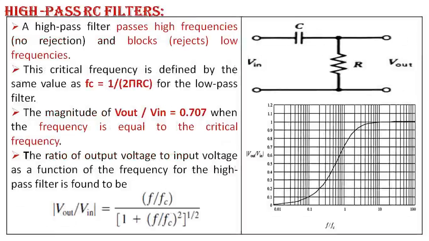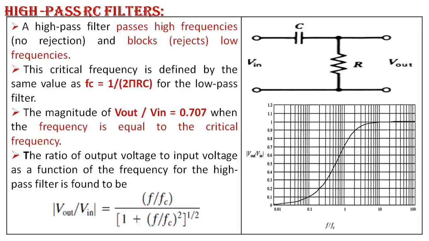Next is the high pass filter. The high pass filter passes high frequencies and blocks, rejects, low frequencies. The critical frequency is defined by the same value, fc = 1 / (2 pi RC), as for the low pass filter. The magnitude of Vout / Vin is equal to 0.707 when the frequency is equal to the critical frequency.